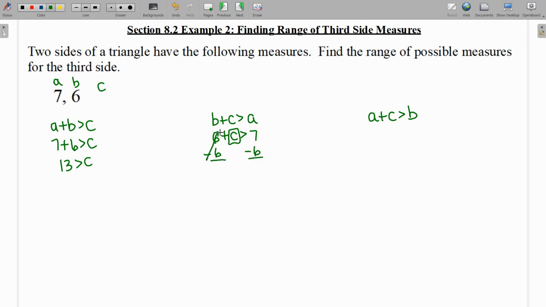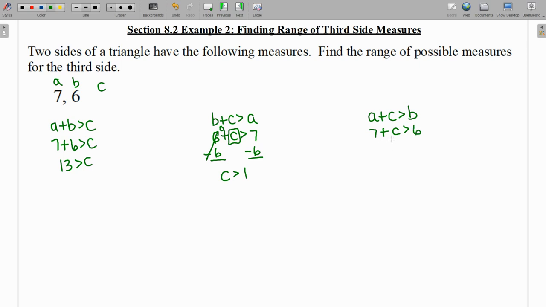Now, the 6s on the left are going to cancel each other out and give us 0. The only thing we're going to have remaining there is that C. And that's going to have to be greater than 7 minus 6, which is 1. So the second criteria says that C values have to be greater than 1. Now, in my third criteria here, the sum of A and C has to be greater than B. So A is 7 plus C, what we're looking for, should be greater than B, which in this case is going to be 6.